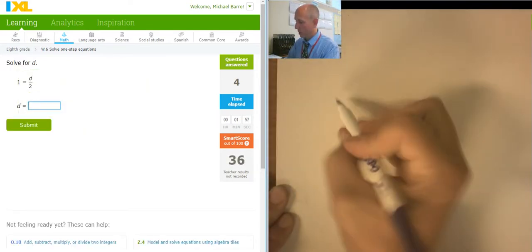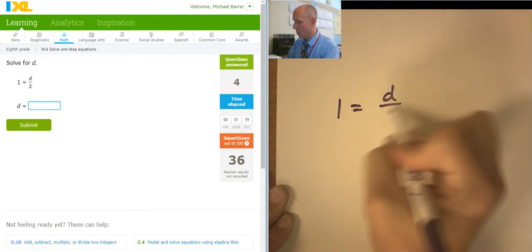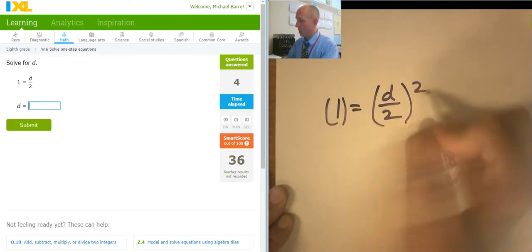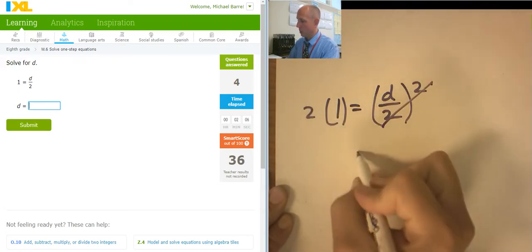Who is the variable? D. Who is bugging it? 2. What's the 2 trying to do? Divide it. How do I fight division? Multiplication. I'd like to multiply both sides by 2.